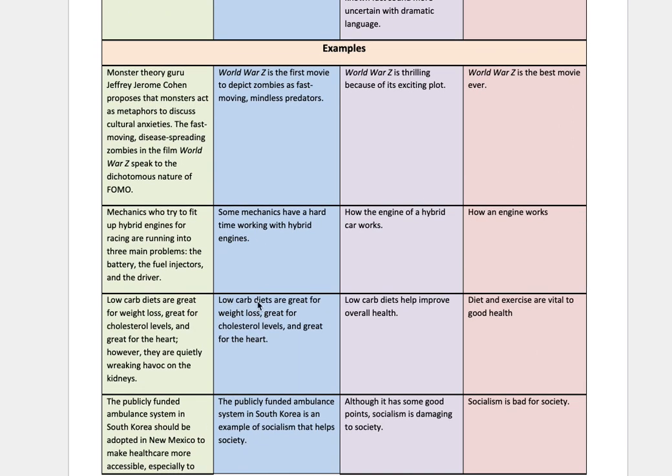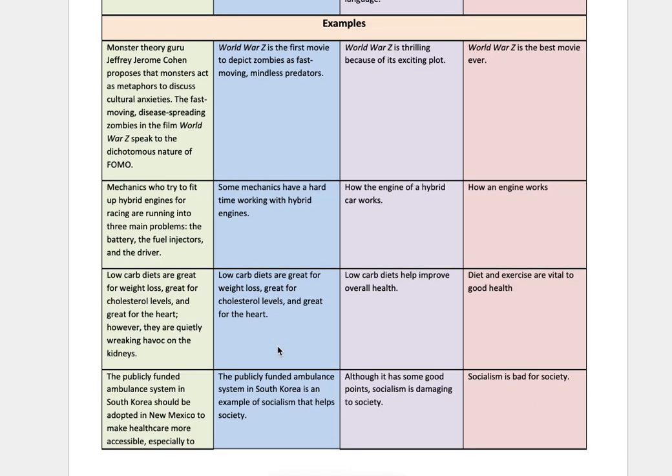Here we have low carb diets are great for weight loss, great for cholesterol levels, and great for the heart. This is one of those cases where you can see that it's kind of a known fact, but they're trying to make it sound more dramatic, and it's a little bit too narrow, right? In this case, because it's going to be just a sort of cheerleader paper saying how great low carb diets are.